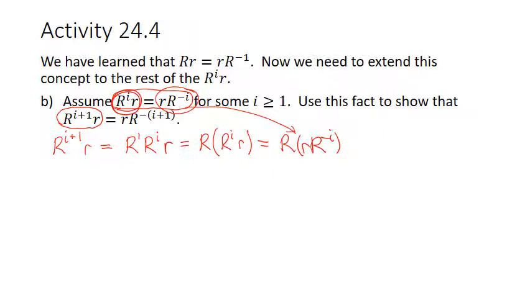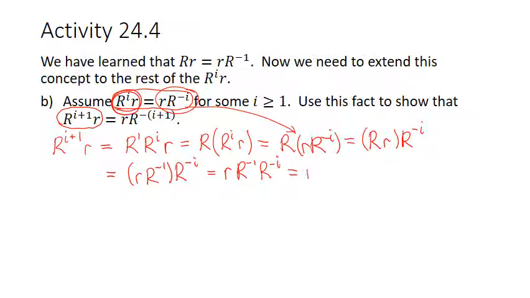Okay, and then what can I do? I think I can do a different chunk again, just like last time. I can do big R, little r, big R to the I. And then I still know from the last slide that this is going to be little r, big R inverse, big R to the -I. Okay, and then I can drop my parentheses, and I can combine the exponents on big R to get -1 minus I, which is actually the same as -I plus 1.